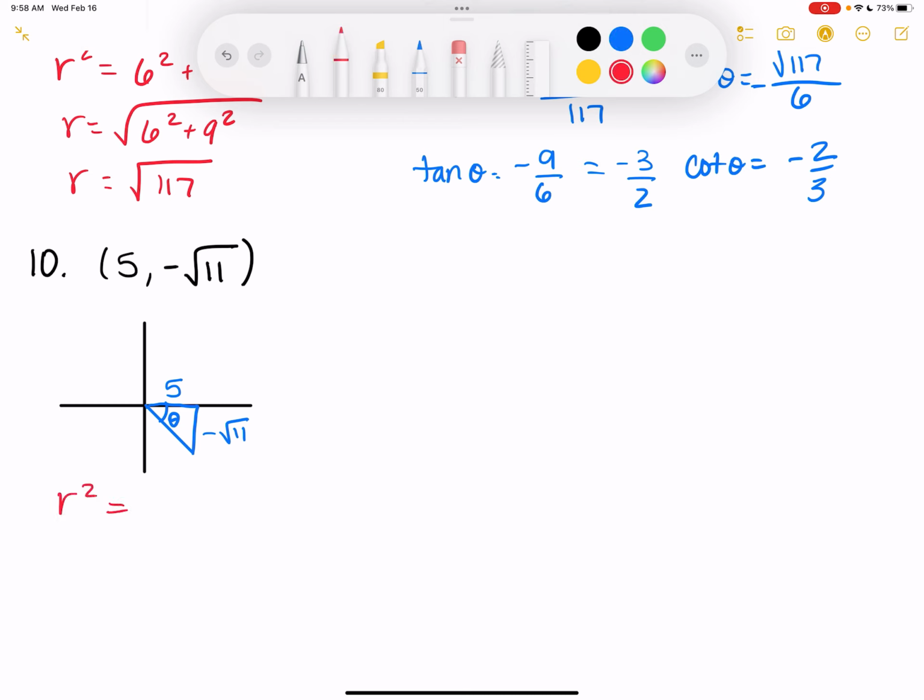So we're going to find the other side. So r squared is equal to 5 squared plus, since I know the negative sign's going away, I just drop it initially, the square root of 11 squared. So then r is equal to the square root of 25 plus 11. So is that 36? That's it. So r is equal to 6. That was kind of nice. So my hypotenuse is 6.